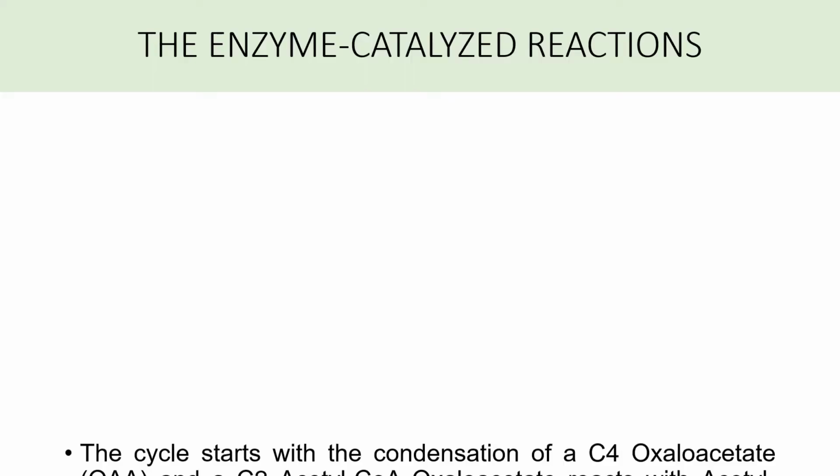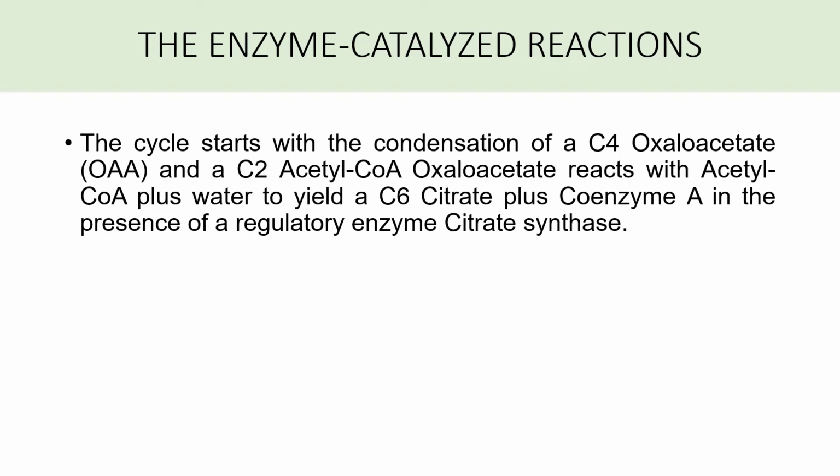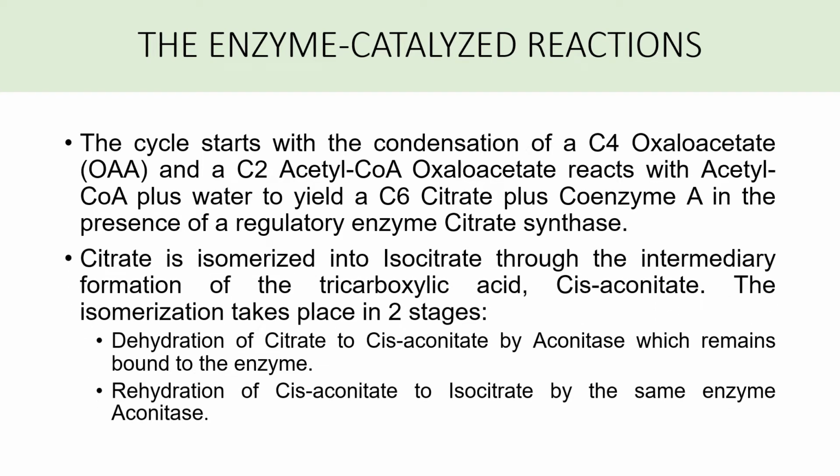The enzyme catalyzed reactions. The cycle starts with the condensation of the 4-carbon oxaloacetate and the 2-carbon acetyl coenzyme A. Oxaloacetate reacts with acetyl coenzyme A plus water to yield a 6-carbon citrate plus coenzyme A in the presence of a regulatory enzyme, citrate synthase. Citrate is isomerized into isocitrate through the intermediary formation of the tricarboxylic acid, cis-aconitate.